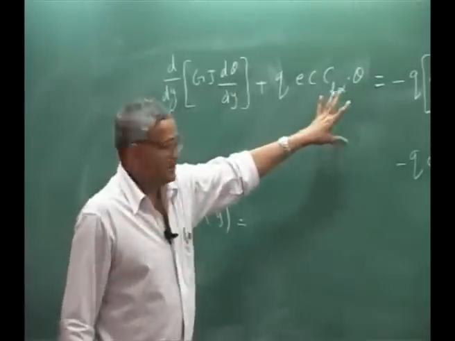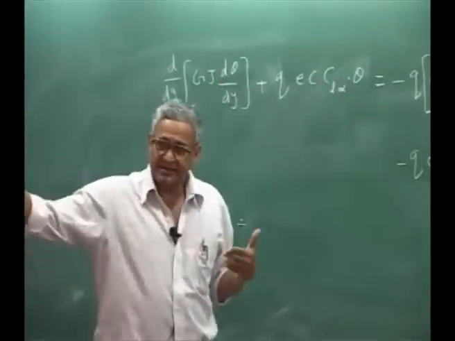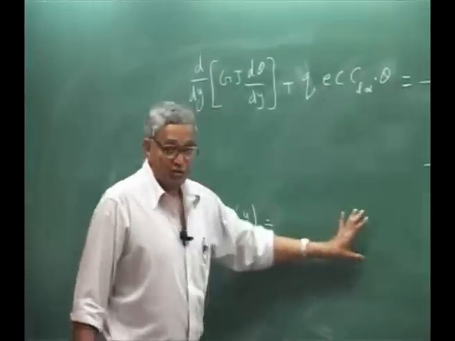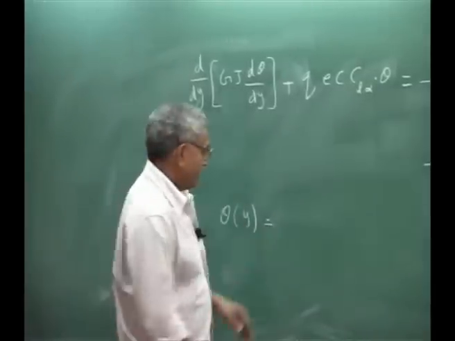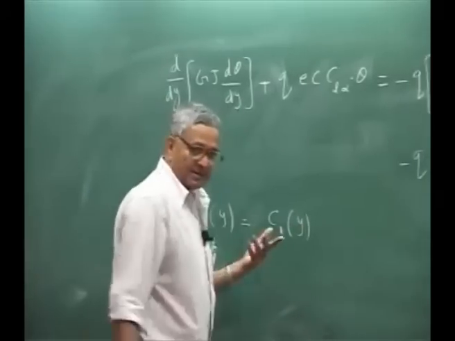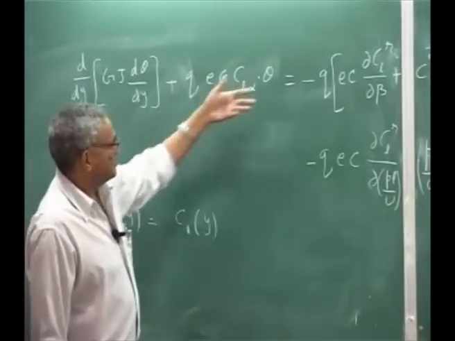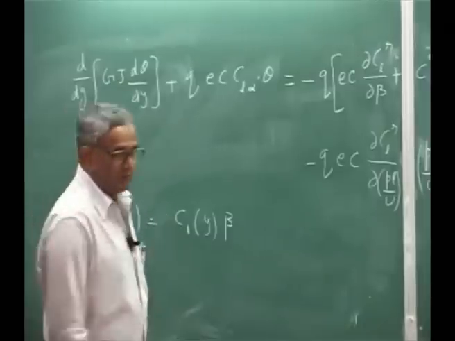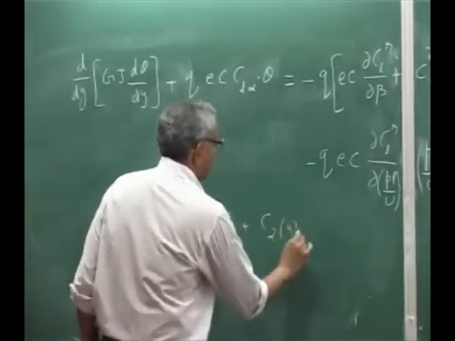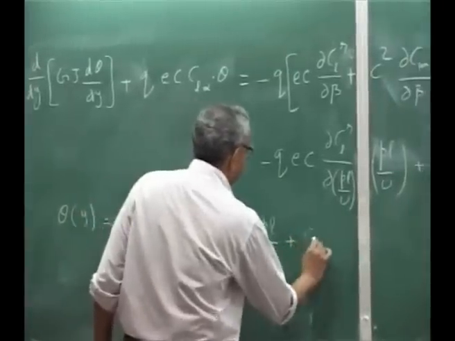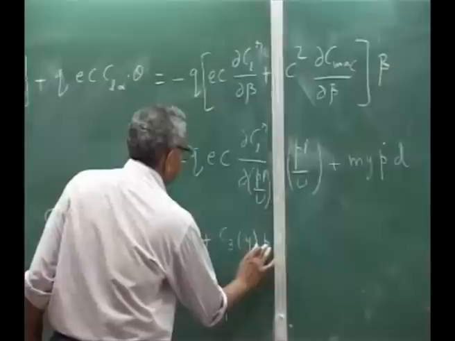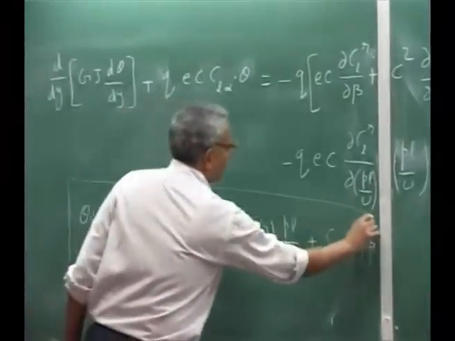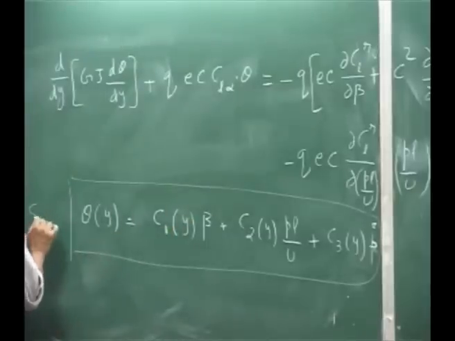Now, for my solution, you can put in the boundary conditions. Please understand, the boundary conditions are theta at 0 is 0, and d theta by dy at the tip is 0, a free tip. Then I can write my solution, only in symbolic form, as C1, a function of y, which is some homogeneous part, plus this into beta, plus C2, another function of y, into PL over U, plus C3, another function of y, into P dot. This is my solution, taking everything into consideration after the boundary conditions.